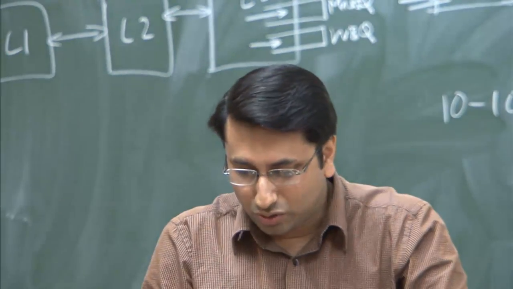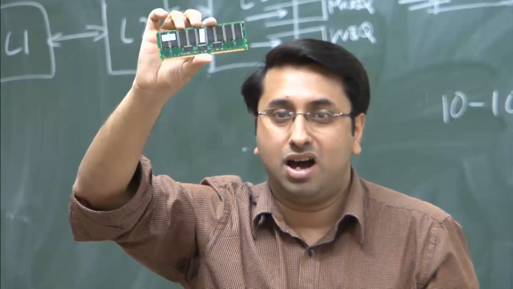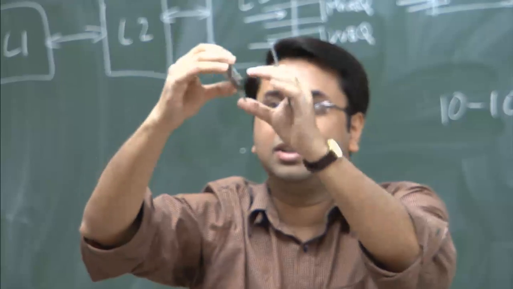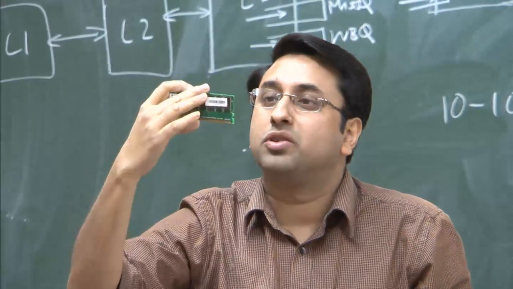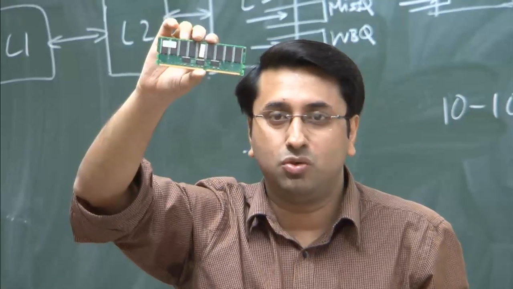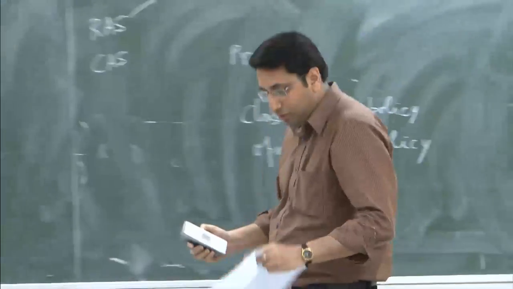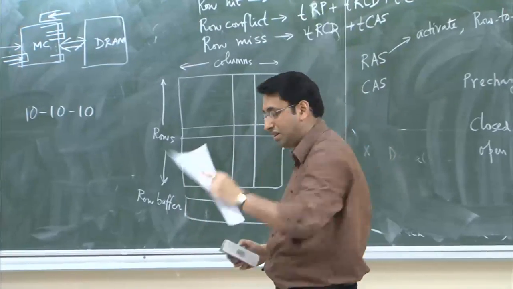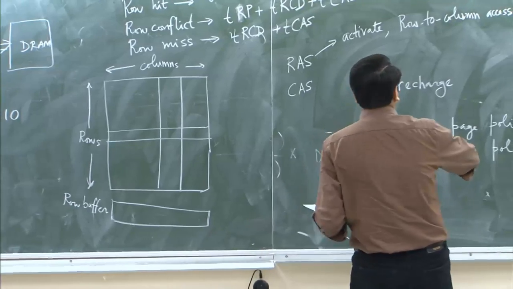So what I'm going to do is talk about one such card. You can see that nine chips are on this side, nine on this side. There are 18 chips, out of which 16 are data chips, two are error correcting chips. So let's try to see what actually goes inside this. This particular write-up is also posted on the course webpage, so you can read about that. This is just a summary of one particular DRAM from Micron.